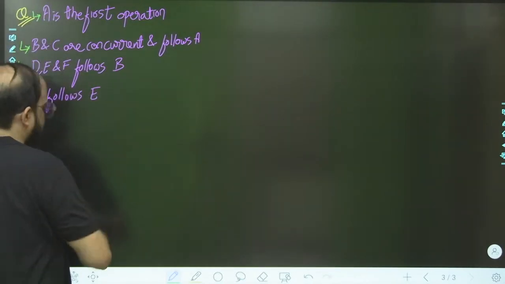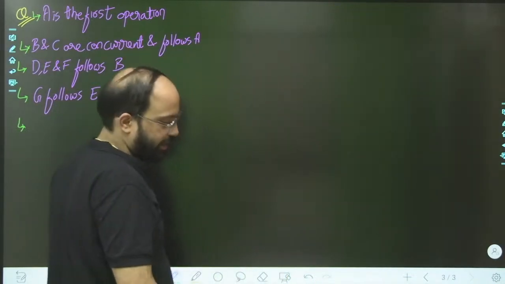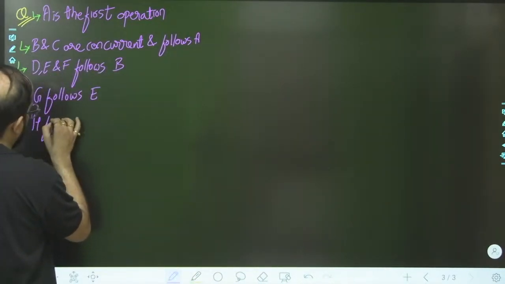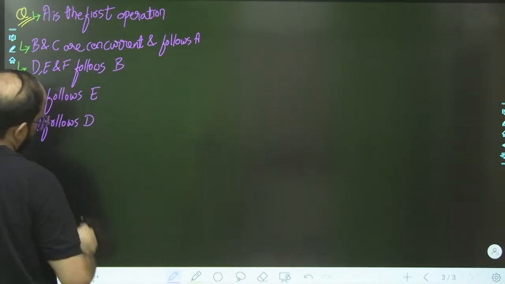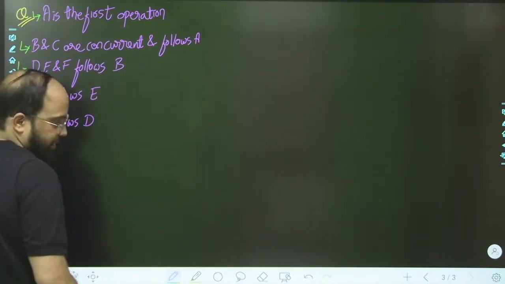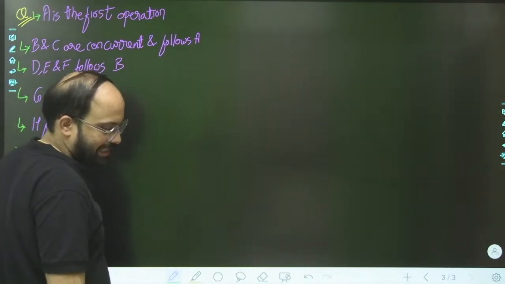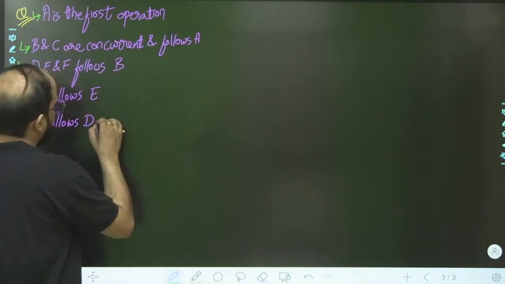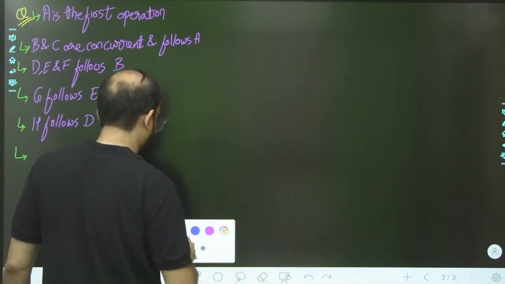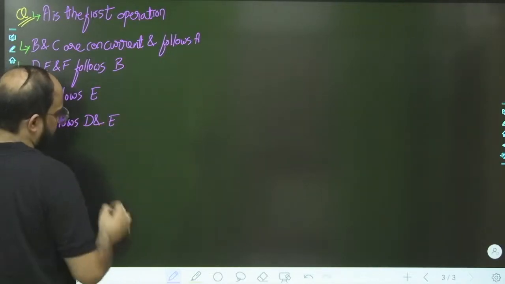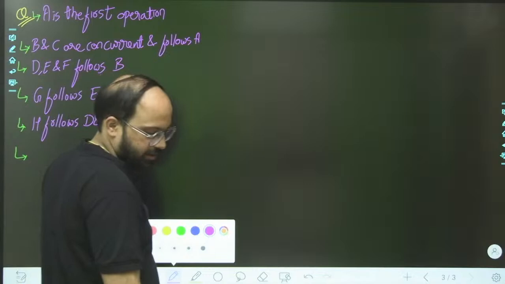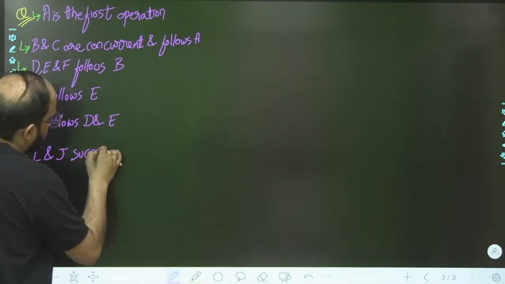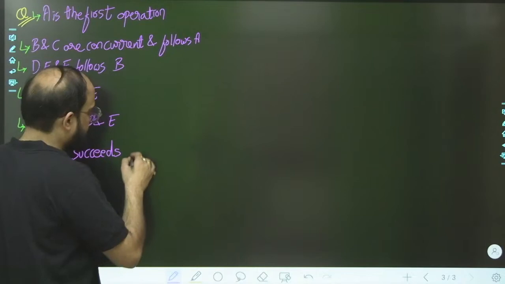Next statement says that H follows D, and E also. Next statement is I and J succeed G.